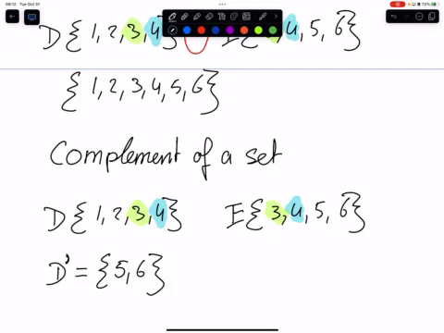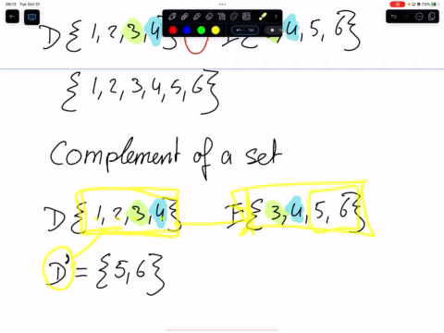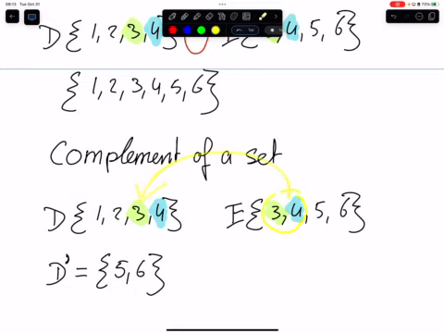D apostrophe means the complement of a set. It means everything that is not in this set. So I have the numbers 1, 2, 3, 4. Which of these numbers are not present in this set? 5 and 6. Because 3 and 4 are also present in this set.